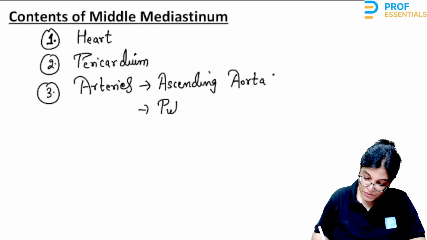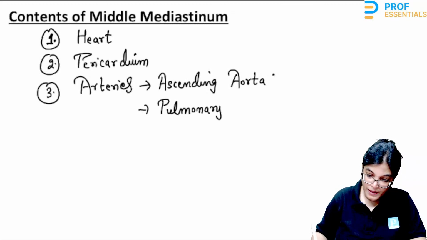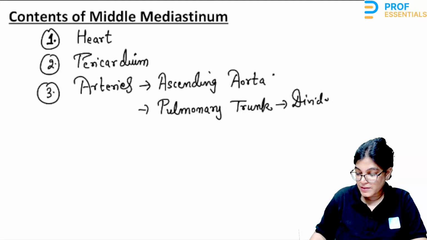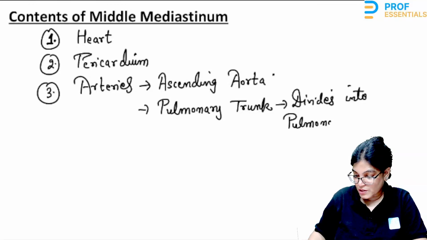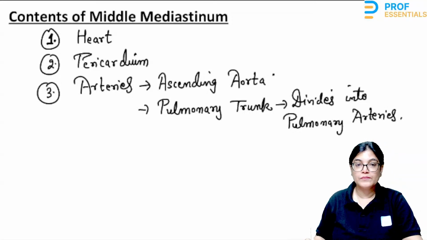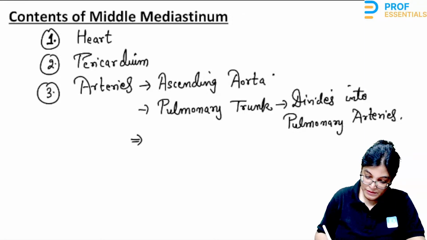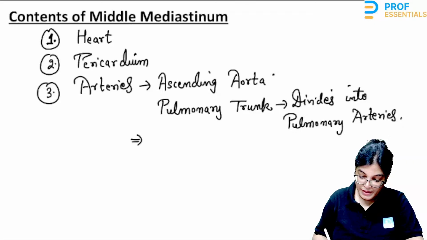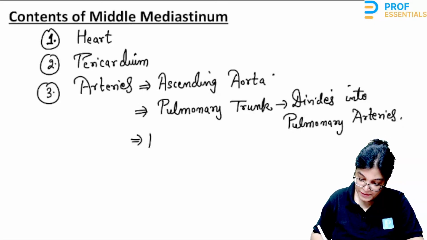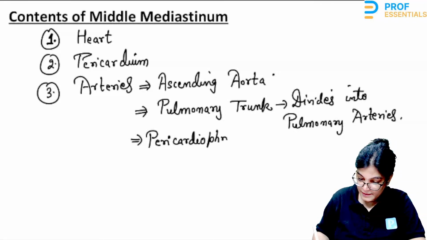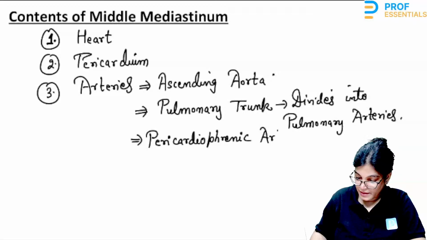So we will have the pulmonary trunk, which will divide into pulmonary arteries. Also we will have pericardiophrenic arteries as the content.